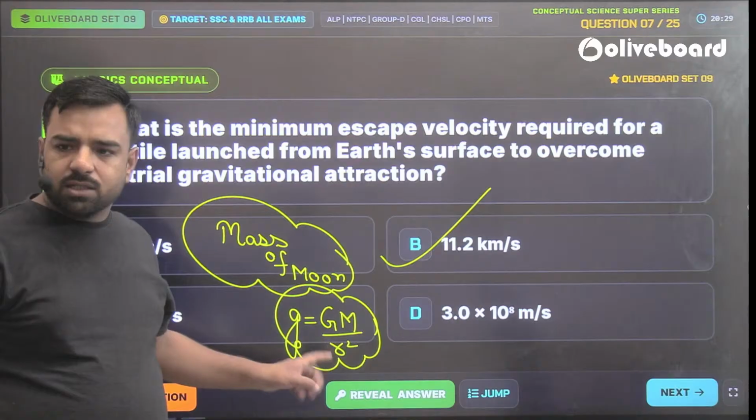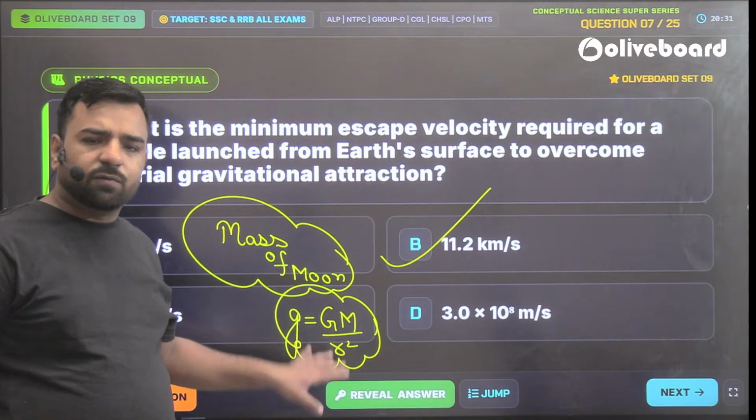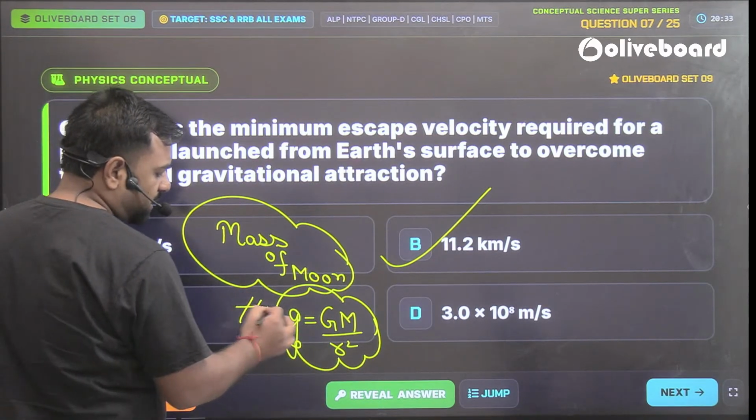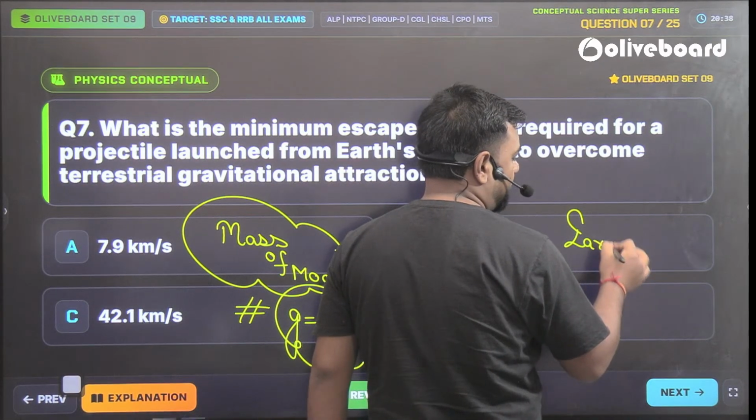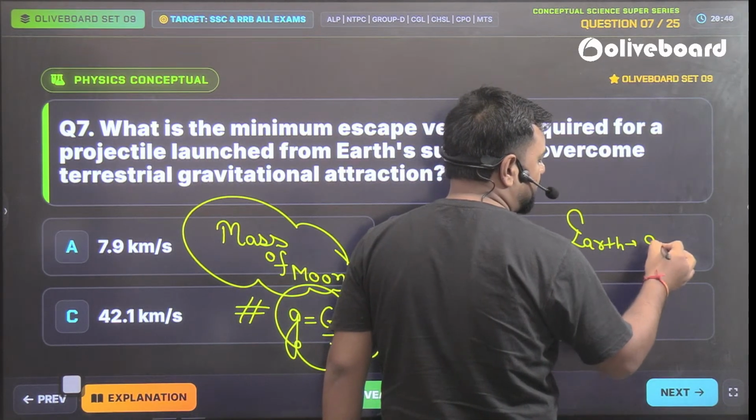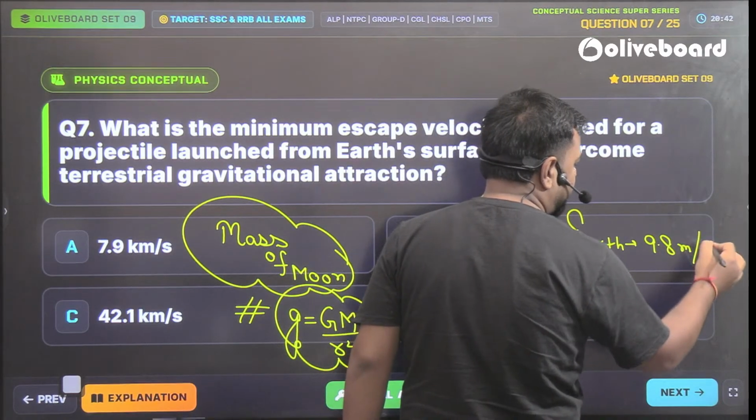Are you aware of this? So G's value is calculated using this particular formula. You must remember this formula. The G's value for the Earth is 9.8 meter per second square.